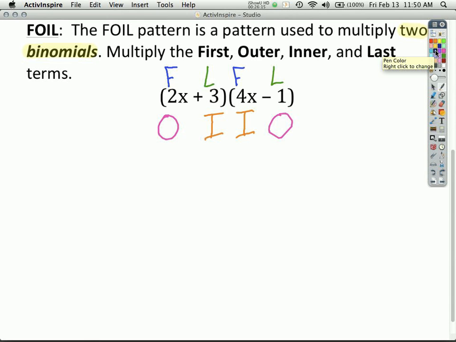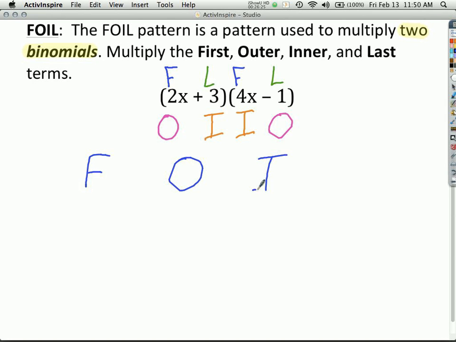So now that we actually have identified each piece, we can start putting it together. We're not going to do the whole thing, but I'm going to show you what we're going to be doing. We're going to use this as training wheels. We're going to start out writing an F, an O, an I, and an L. And really, it's F's plus O's plus I's plus L's. That's technically what's going on.